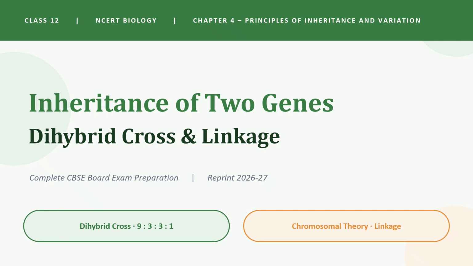Yes, let's start. So Mendel studied the inheritance of one character at a time, which was known as monohybrid cross. Then he became curious to know whether two different characters are inherited together or independently. So in order to answer this question, he performed a dihybrid cross. So we are going to see dihybrid cross and linkage in this session.